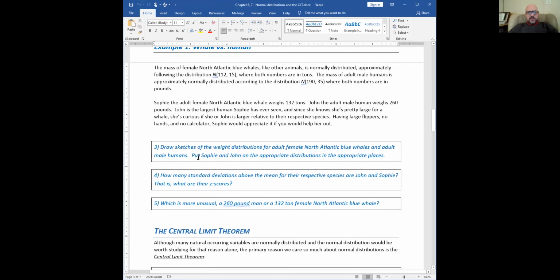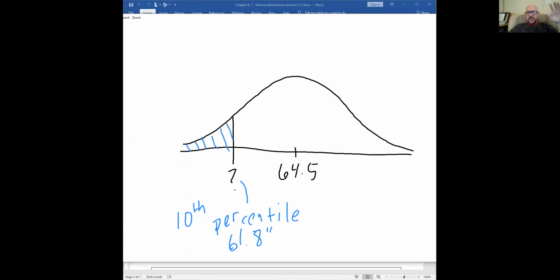All right, so I'm going to draw sketches of these two things. I am not going to attempt to draw them to scale in any way. I'm just going to draw them the same and label them, right? That's the way I draw all my normal distributions. It's just simpler that way. So I'm going to go ahead and get rid of this. So we've got whales, 132 or 112.